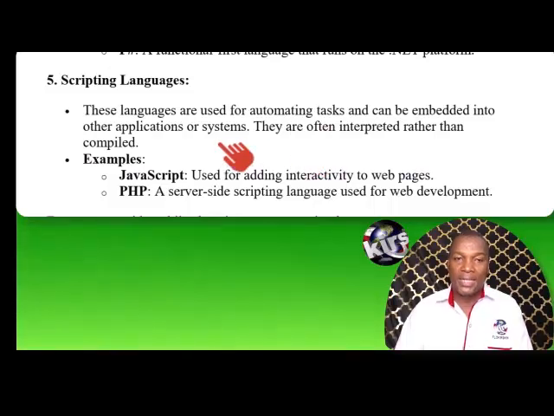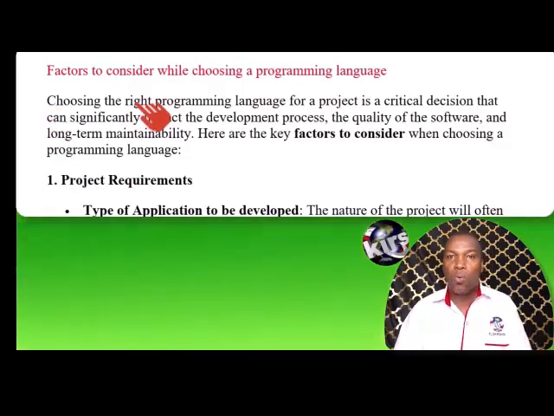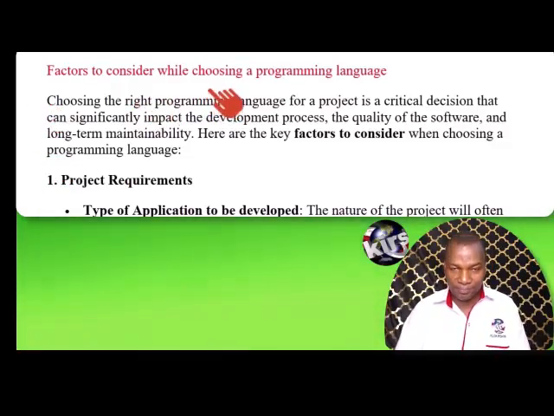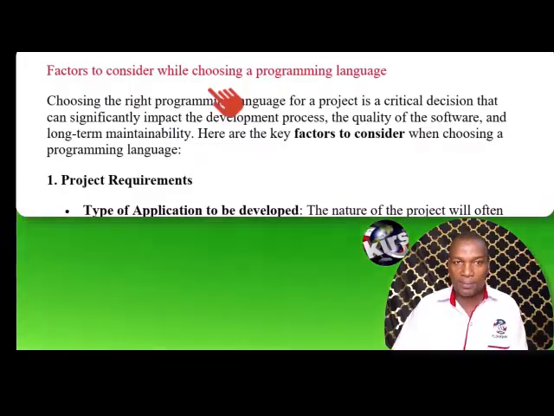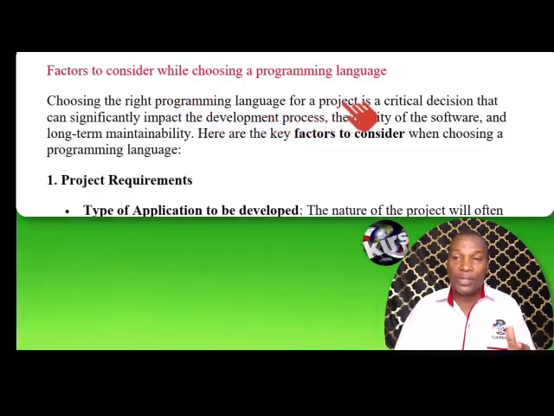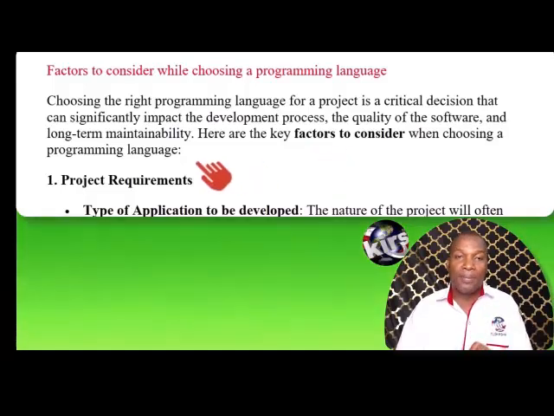Having looked at these languages, the next thing we focus on is factors to consider while choosing a programming language. Now that we have so many of them, which one do you use and for what purpose? It is for that reason we would want to address some of these factors. Choosing the right programming language for a project is a critical decision that can significantly impact the development process, the quality of software, and long-term maintainability. Here are the key factors to consider when choosing a programming language.